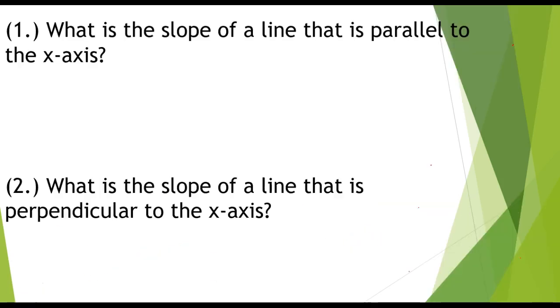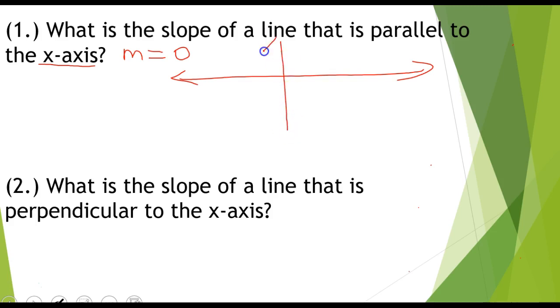Okay, let's solve problems. What is the slope of a line that is parallel to the x-axis? Well, first of all, recall what the slope of the x-axis is. The slope of the x-axis is equal to 0. Any horizontal line has a slope of 0 because there is no rise. It is the rise, the change in y, that gives the slope its value. So there's no rise in the y-axis.